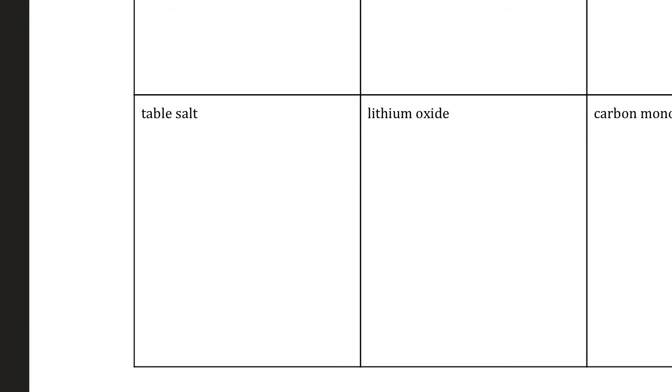Table salt. You should know that table salt is NaCl, perfectly balanced like this, 1 of each. Na has a charge of +1, Cl has a charge of -1, done.